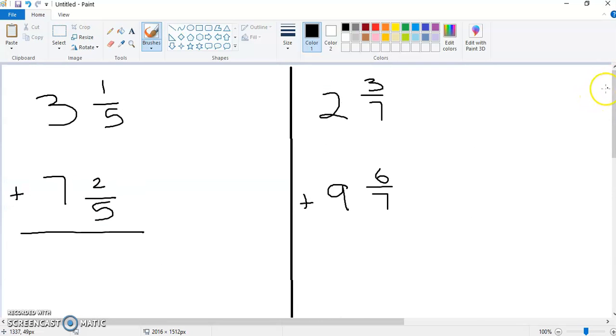In this one, I'm going to give you a couple of examples of how to add mixed numbers. These are just strategies that I use. There are multiple strategies. You don't have to use just one.